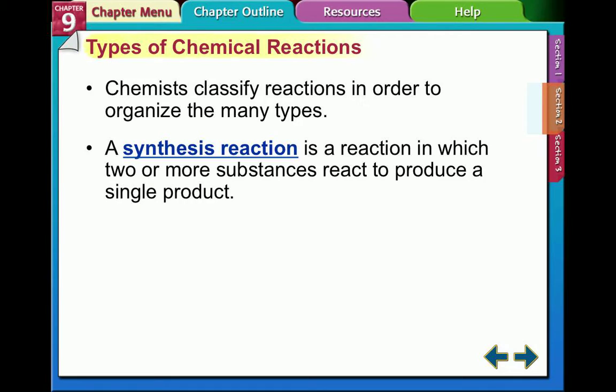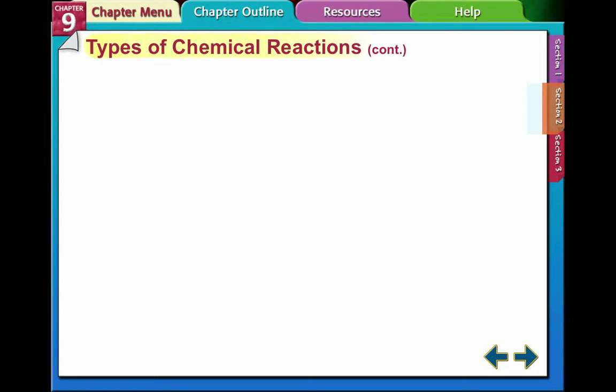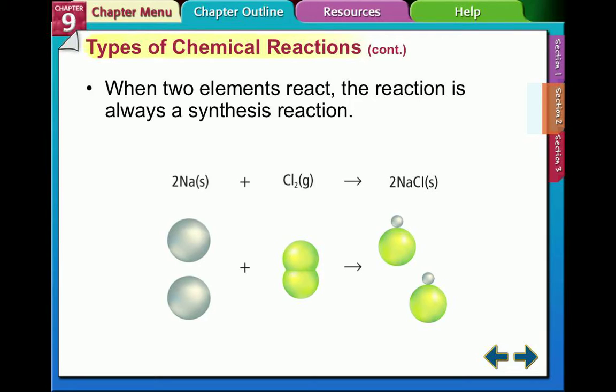Okay, types of chemical reactions. Chemists classify reactions in order to organize them into their main types. A synthesis reaction is a reaction in which two or more substances react to produce a single product. Synthesis or synthesize means to create, so a synthesis reaction creates a single product. Okay, here's an example. When 2 elements react, the reaction is always a synthesis reaction.